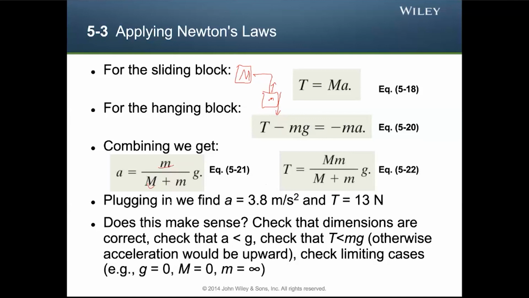And now they're just giving you values. Plugging in the value of acceleration, 3.8, we can say the tension is 13 newtons. And this is a very important part also of physics. Anytime you get to the end of an answer, whether it's a test, a quiz, the lab, an experiment, or you're doing homework problems, you should ask yourself, does this make sense? And if you're not sure if it makes sense, compare it to something else.